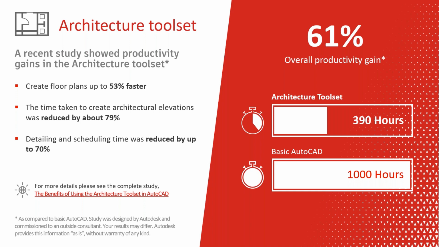But if you look at the numbers on the right-hand side, you can see with the architecture toolset, roughly speaking, you're going to get a 61% gain. So you'll notice there that with the architecture toolset, the hours are much less than if you were using basic AutoCAD. And that's where these toolsets come in. They allow you to work smarter, faster, and save you all that time.